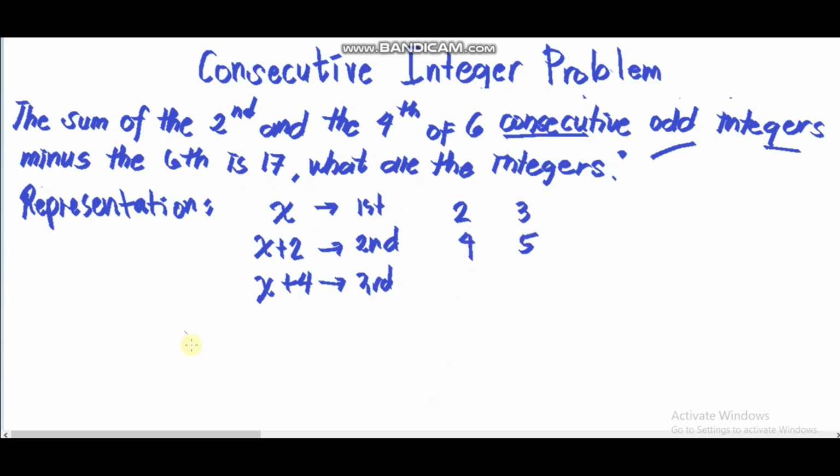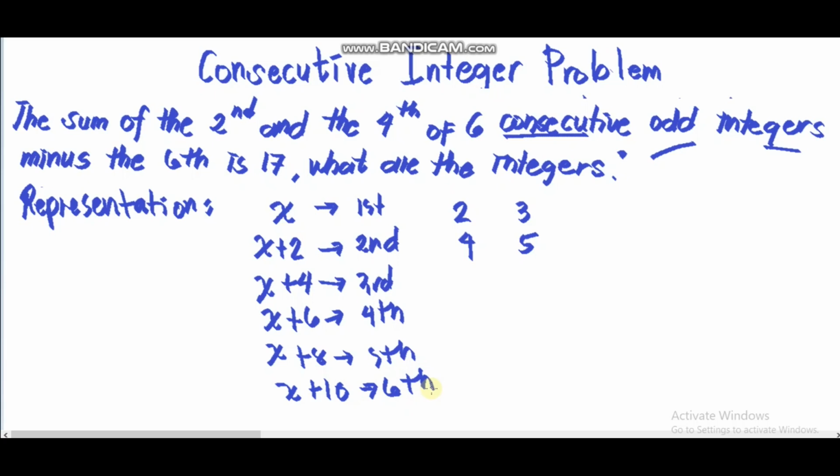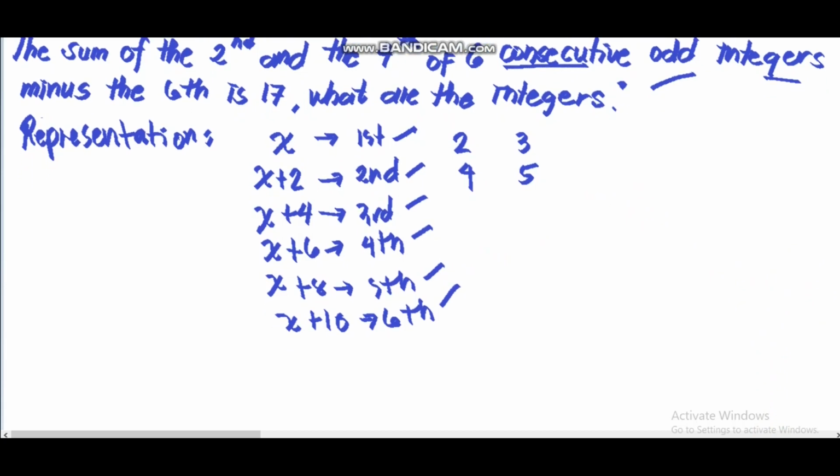So, that's the logic. Our fourth is x plus 6. This is our fourth. And you have x plus 8. That is the fifth integer. And x plus 10. That is our sixth integer. So this is how you represent odd consecutive integers. Now, what is our equation?